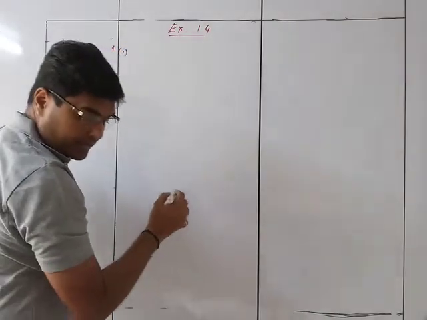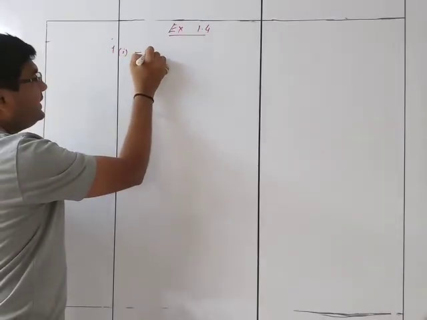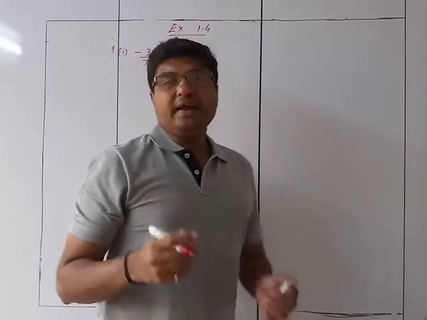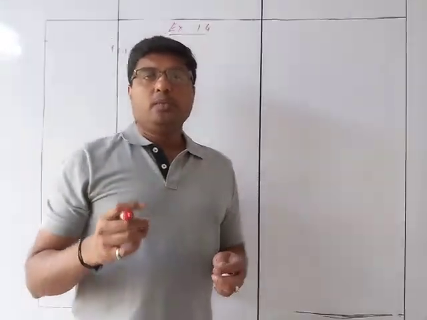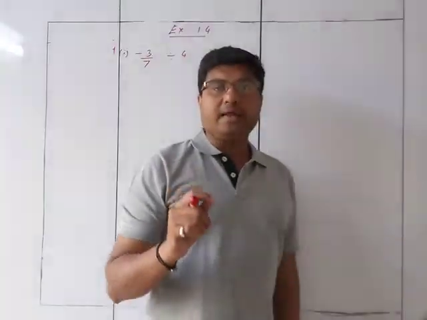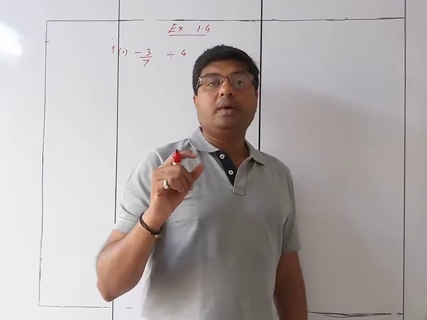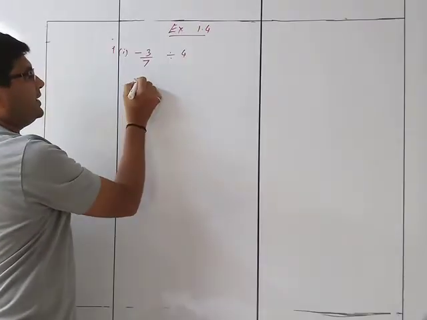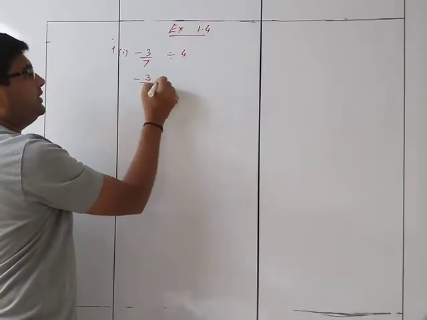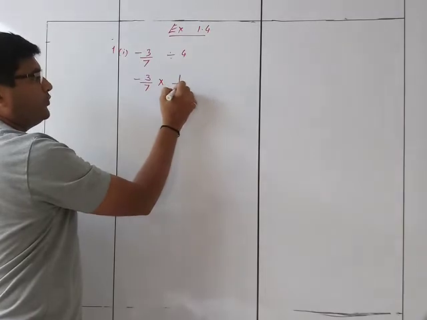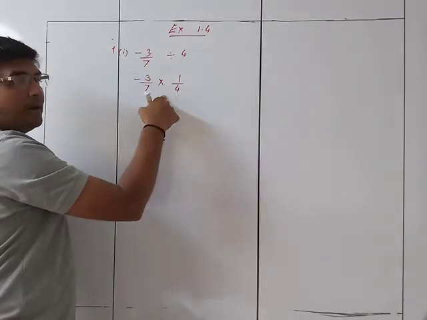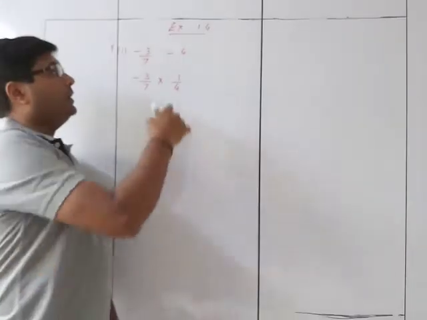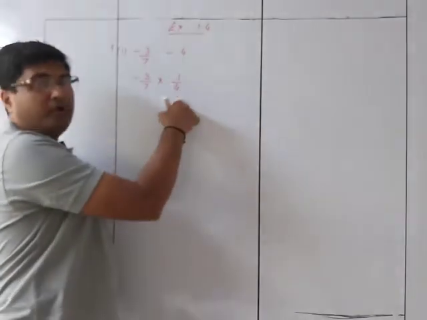It is minus 3 upon 7 divided by 4. Now in case of division, we need to remember that when I am dividing, I am going to take the multiplicative inverse of 4. So it basically means minus 3 upon 7 into 1 upon 4, because what is division? Nothing but the multiplicative inverse of the number. So the multiplicative inverse of 4 is 1 upon 4.